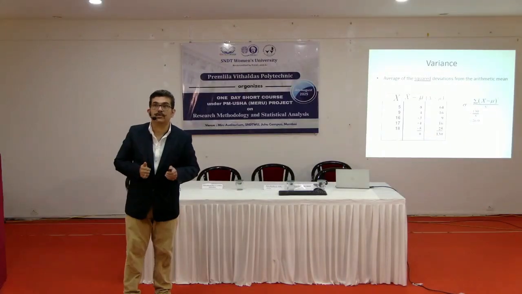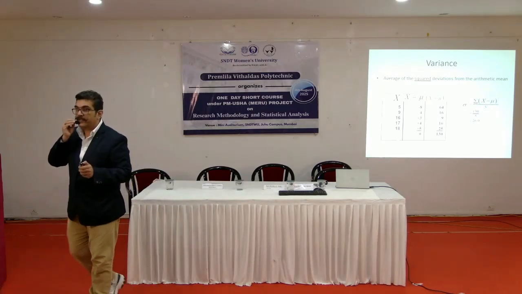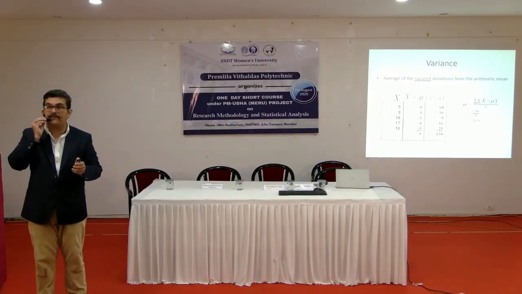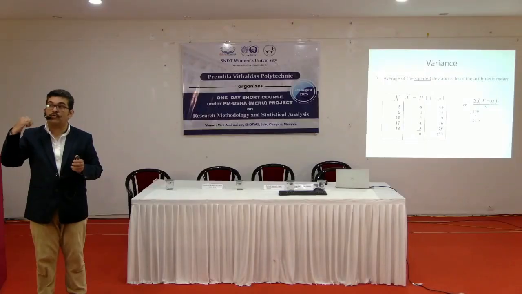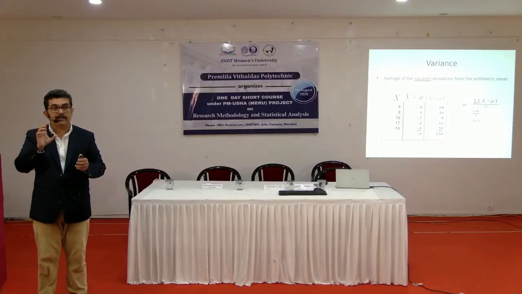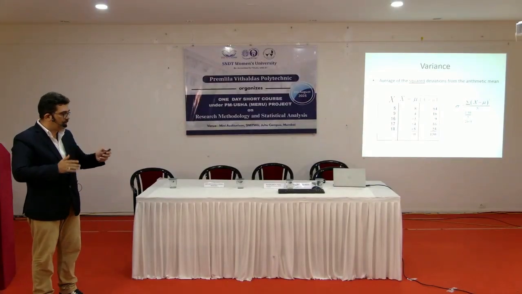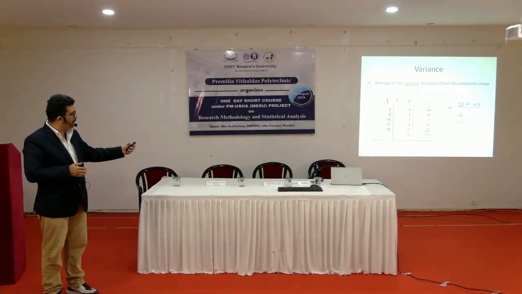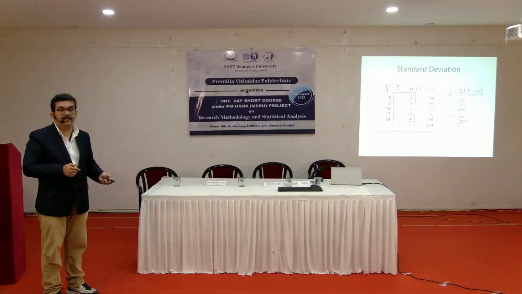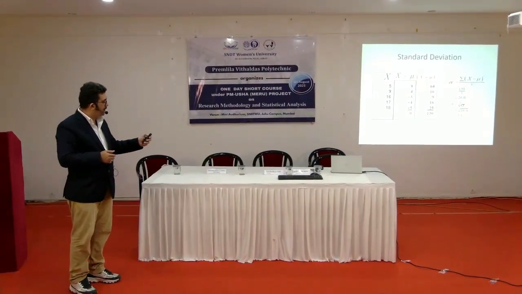But this will not give you the true picture because this is the deviation of square values, x minus mu square. We don't want the square deviation. We want a value which is closer to the actual deviation, and that is possible with the standard deviation. Now what is standard deviation?